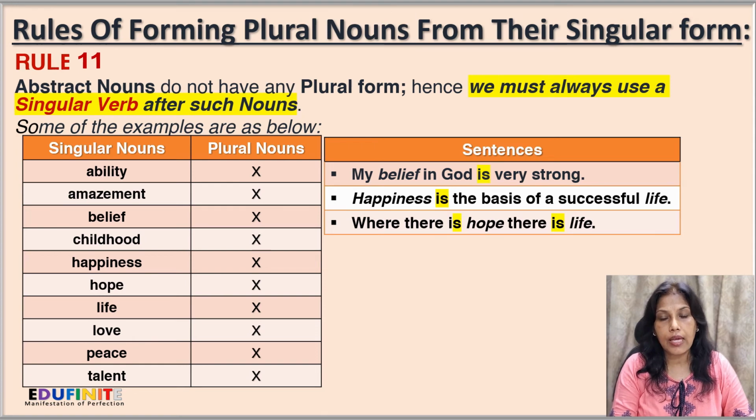My belief in God is very strong. So belief is the abstract noun and we are using the singular verb is after it. Happiness is the basis of a successful life. Here happiness is the abstract noun and we are using is, a singular verb, after it. Where there is hope, there is life. So here hope and life both are abstract nouns and we are using the singular verb is with both of them.